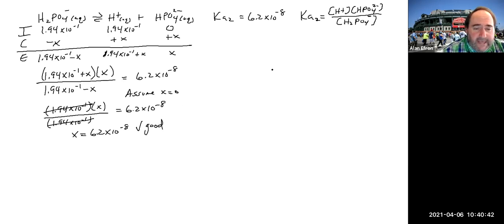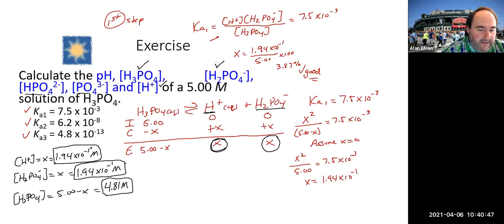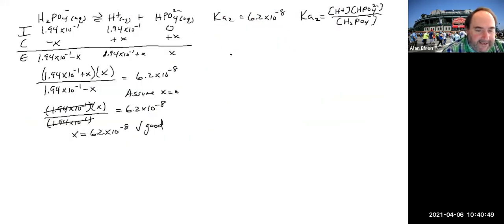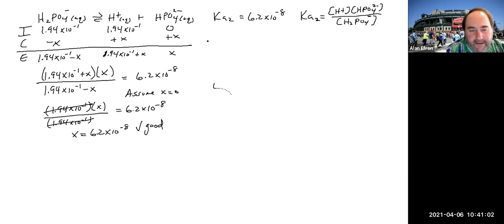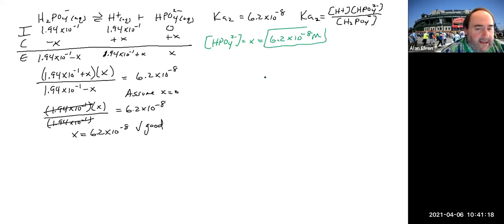All right, so what does that mean? Well, we could see here at this point, actually, we'll put it back on the next page, but I will do it here in a different color. We could see that the concentration of HPO4 2 minus equals X, and that means that it equals 6.2 times 10 to the minus 8 molar. So that takes care of that one.